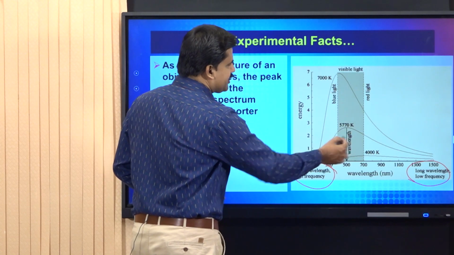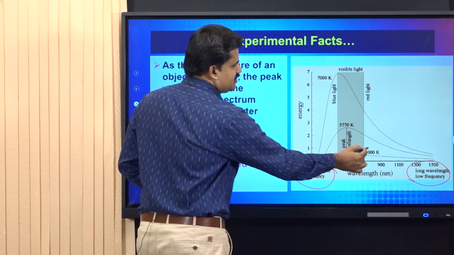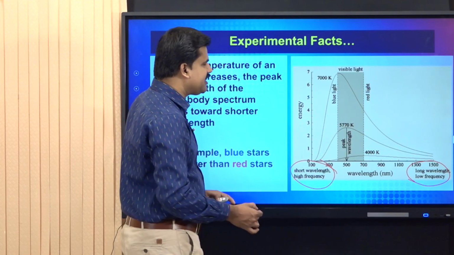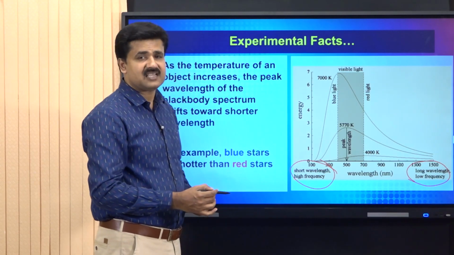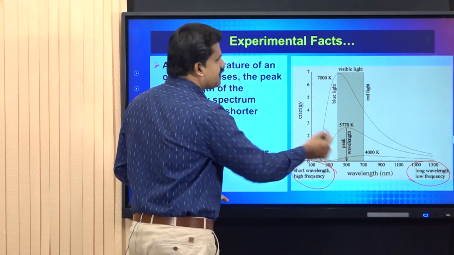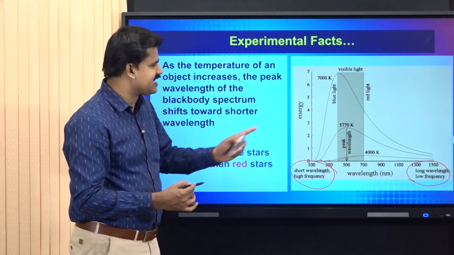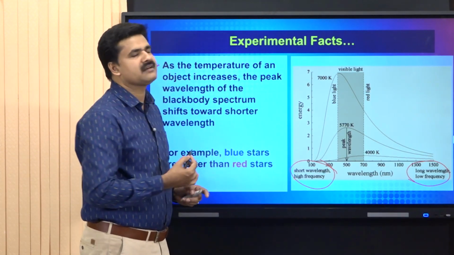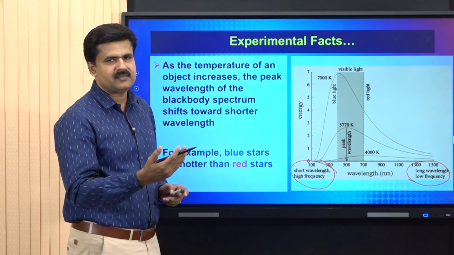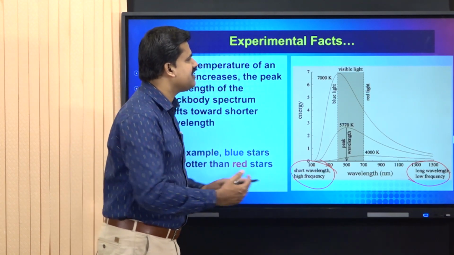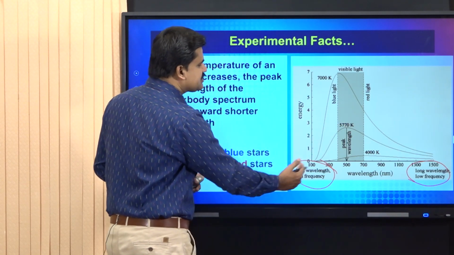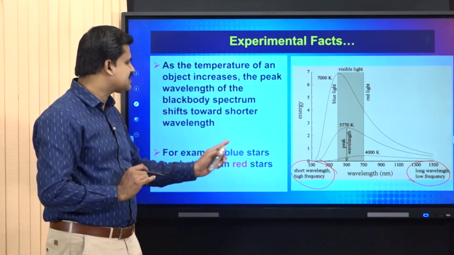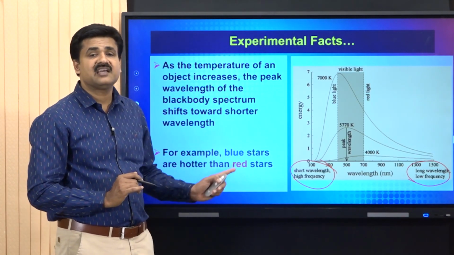And these are three peaks recorded at temperatures 4000 Kelvin, 5770 Kelvin, and finally 7000 Kelvin. By considering the emission maxima of these three, we get a clear idea that as the temperature increases, the emission maximum shifts towards the shorter wavelength region. That is, there is a shift towards the shorter wavelength region. This implies the fact that blue stars are hotter than red stars.